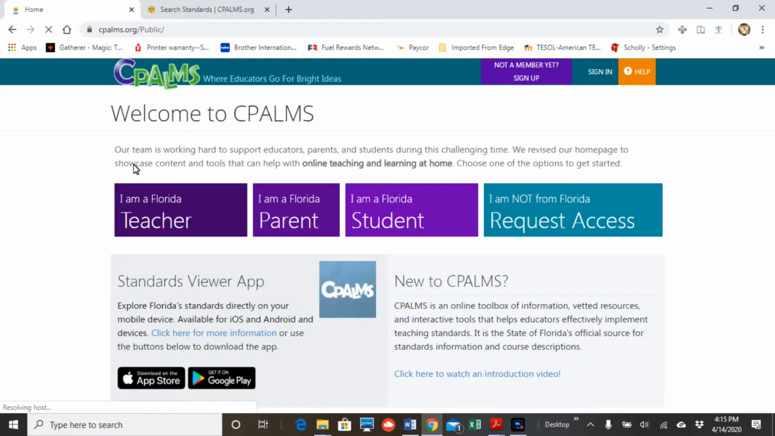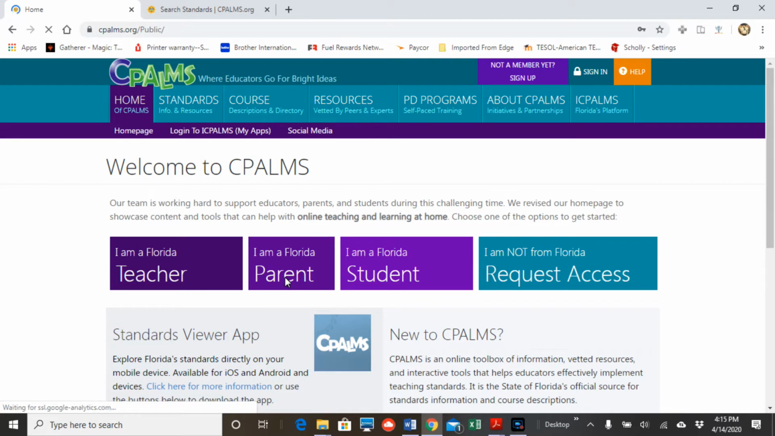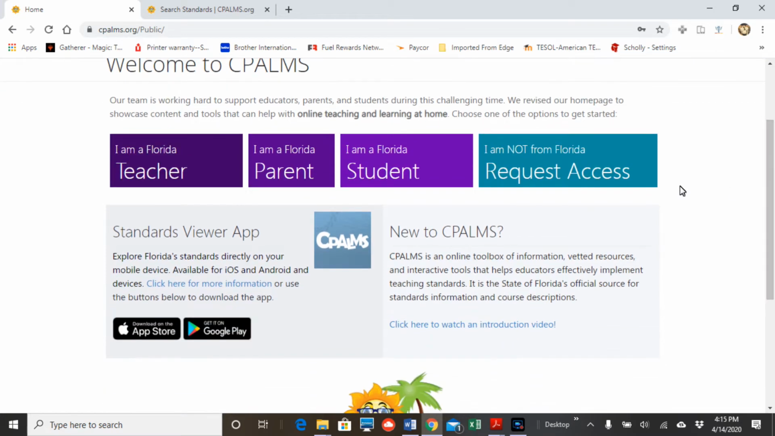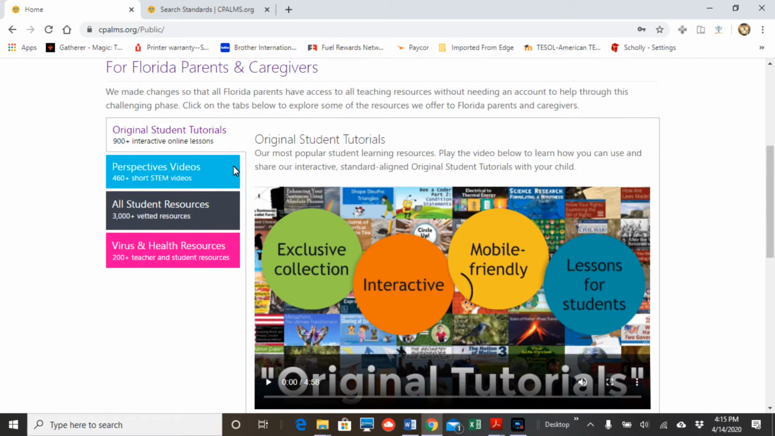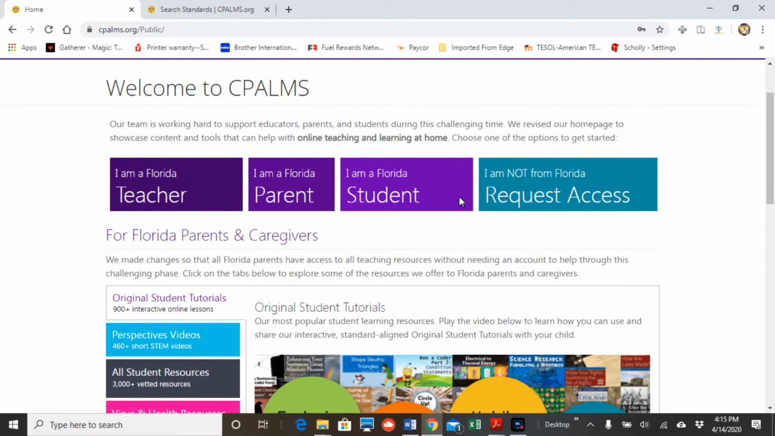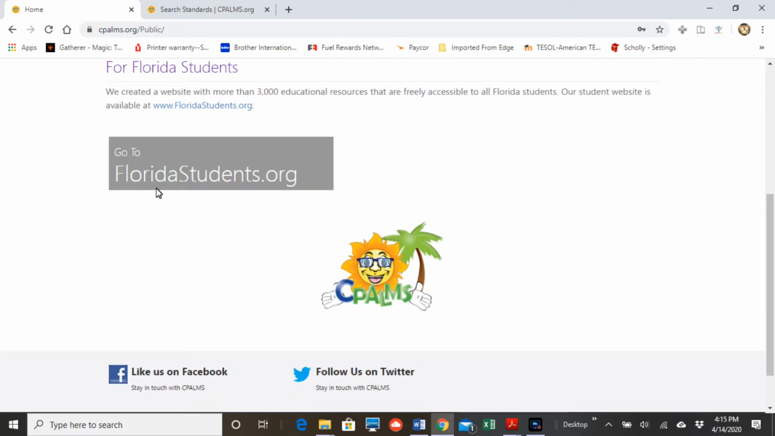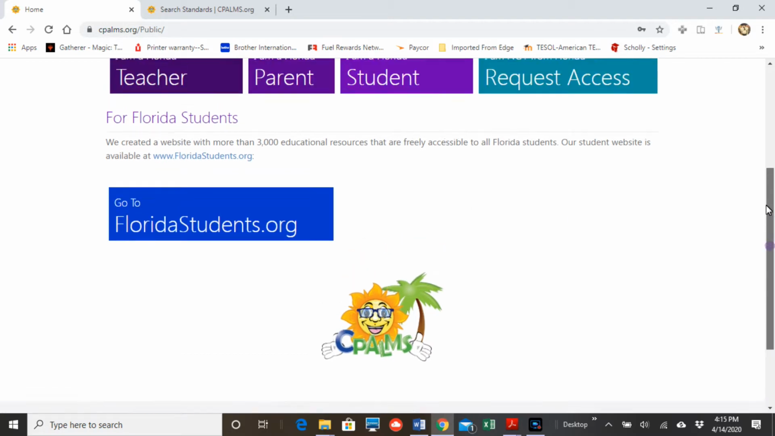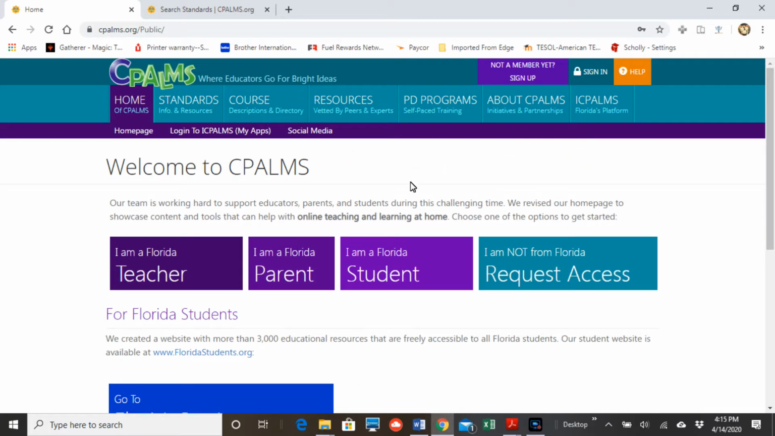So you're going to have access to, as a teacher, as a parent, as a student, so you can take the initiative and look at, if you're a parent and you want to look and see what's available, there are student tutorials, videos, resources, all that information. You can look at those independently. If you're a student, you can go to floridastudents.org. That will take you directly to the lessons themselves. But this is the home page.